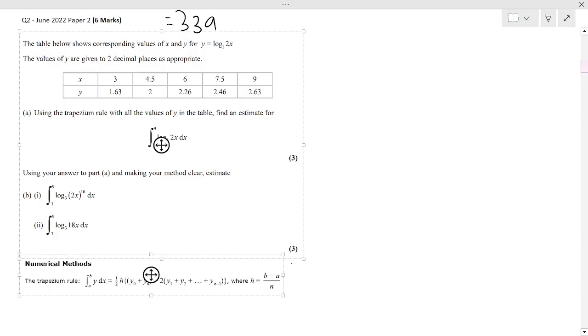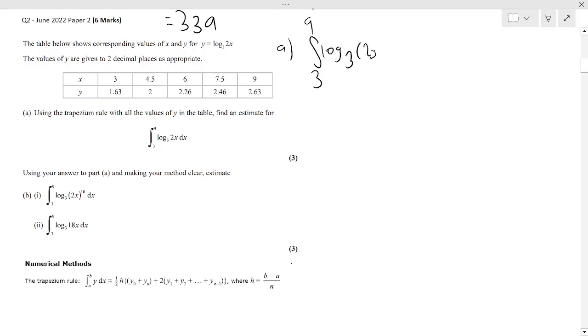Before you use the formula, you're going to need to work out this h, which is given here. So if we have the integral, part A, between 9 and 3 of log 3 to the 2x. Well, first of all, your b minus a, those are your upper and lower limits. So your h is going to be 9 minus 3, which is 6, over n.